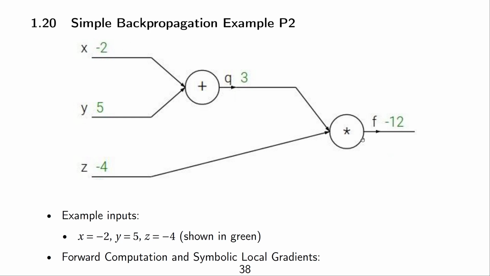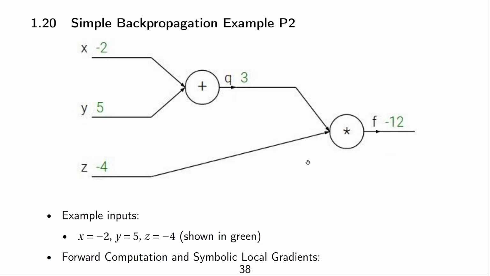While the derivatives here are constants, this will change at this multiplication node. Again, to review elementary calculus, what is df dz in symbolic computation? So df dz equals q. By symmetry, df dq equals z.